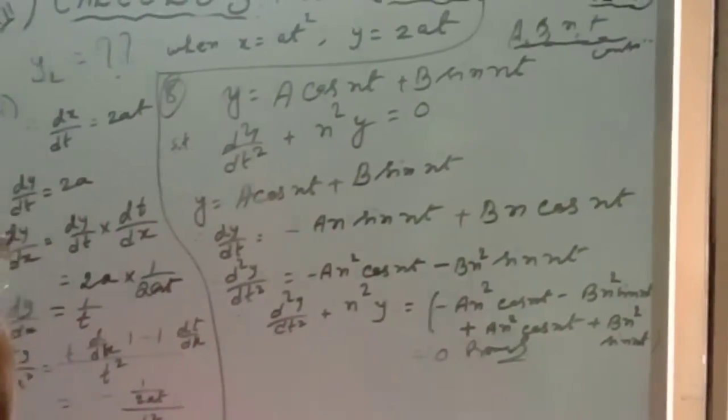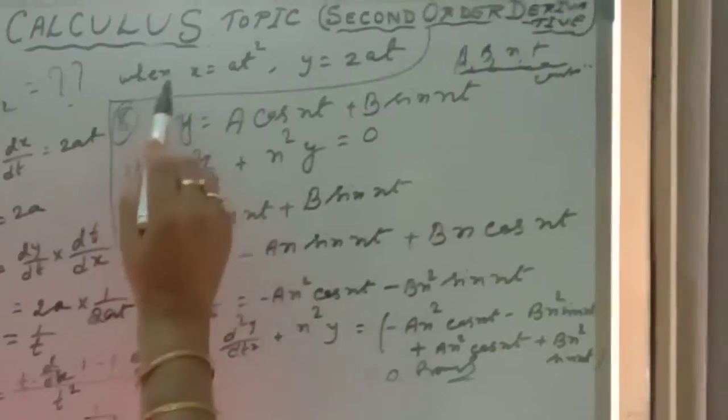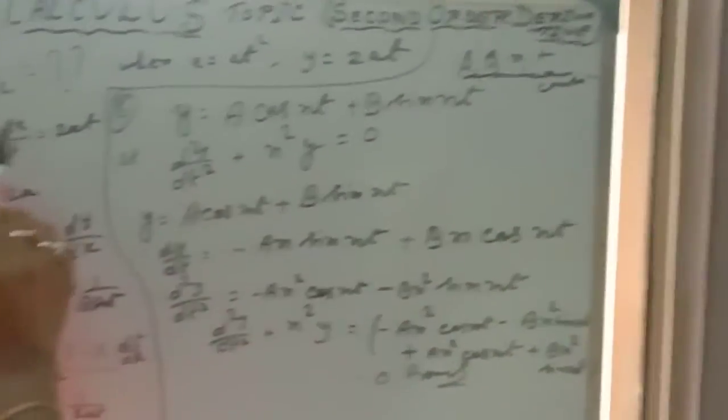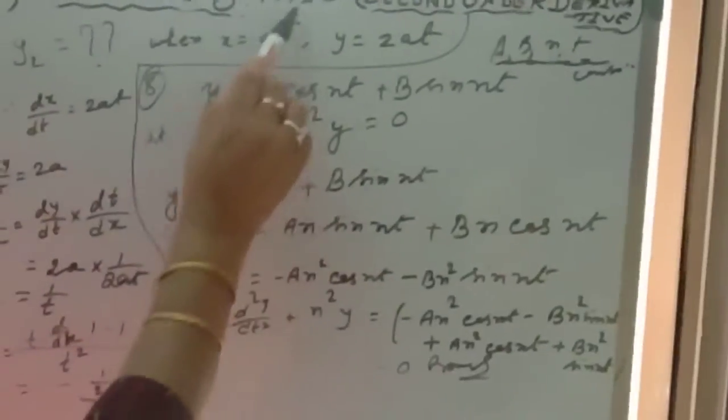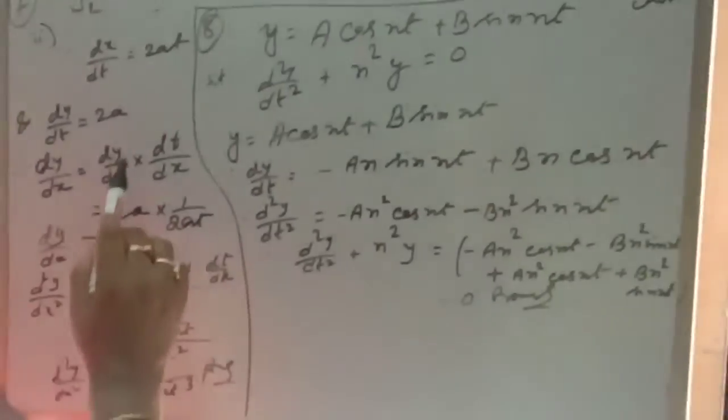Okay, now this is parametric equations. Find d2y/dx2 when x equals at square, y equals 2at. Now find dx/dt. dx/dt means d/dt of at square, it's coming 2at. Now dy/dt means 2a only.